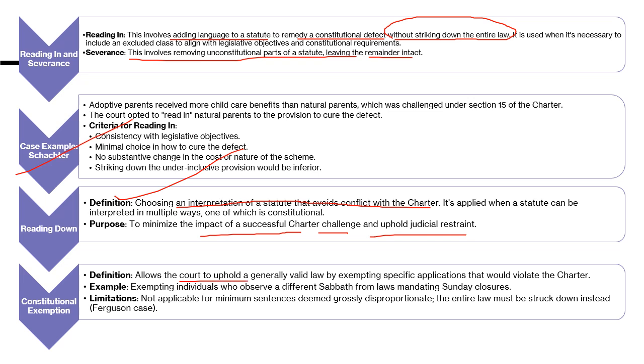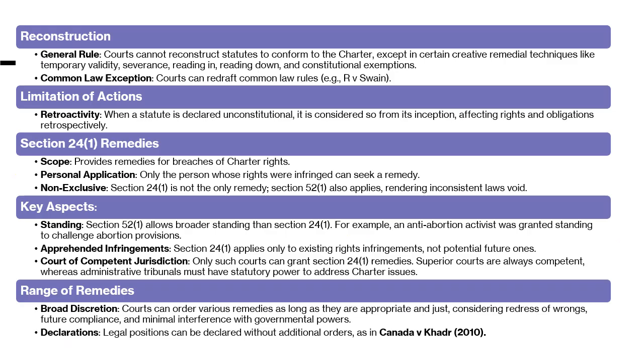So it allows the court to uphold a generally valid law by exempting specific applications that would violate the Charter. Sometimes courts give government time to change the application, exempting an individual who observes a different Sabbath from a law mandating Sunday closure. This is an example. Then limitation, it is not applicable for minimum sentences deemed grossly disproportionate. The entire law must be struck down instead. So this happened in the Ferguson case.